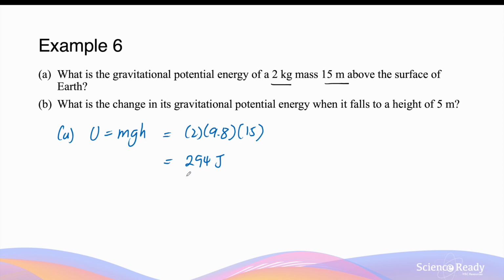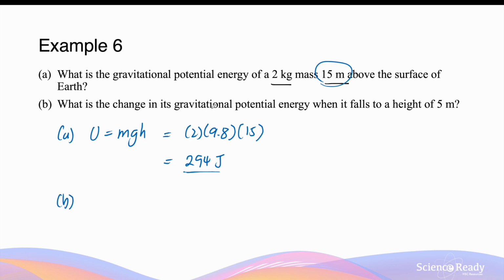Another way of understanding what gravitational potential energy is: this is literally how much energy potentially can be transferred by gravity, or the weight force of the object, if it was to fall from a height of 50 meters down to the surface of Earth.